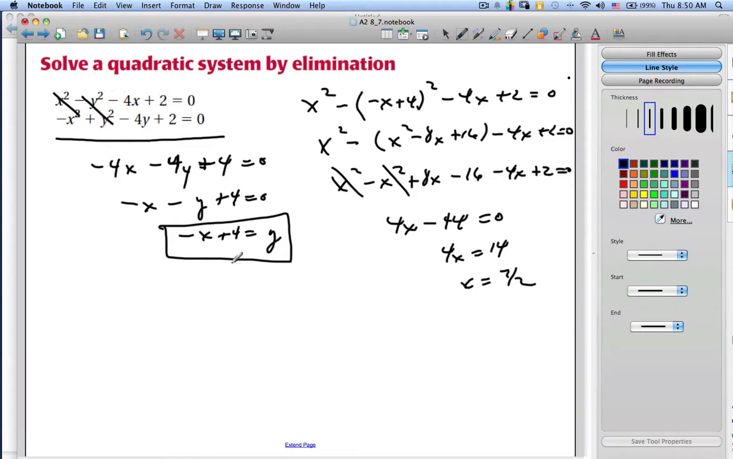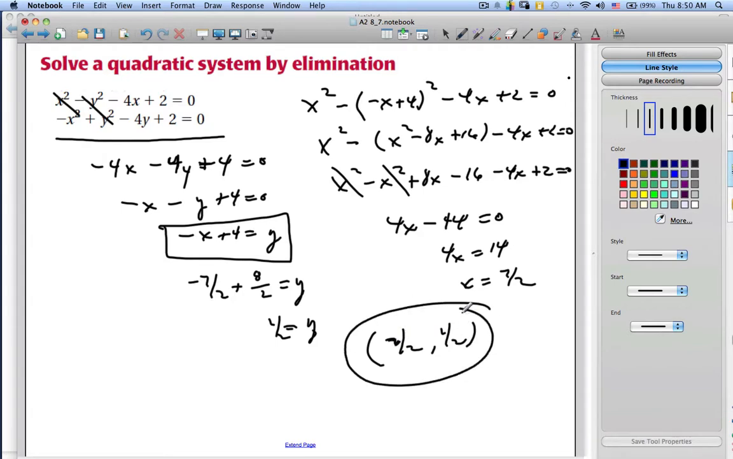If I take the 7/2 and I plug it back in over here, I'll have negative 7/2 plus 4, which would be 8/2, equals y, so y would be equal to 1/2. So my solution here would be (7/2, 1/2). Okay, so we were able to use elimination to get rid of the squared terms, and then substitution to go back and get rid of what remained.